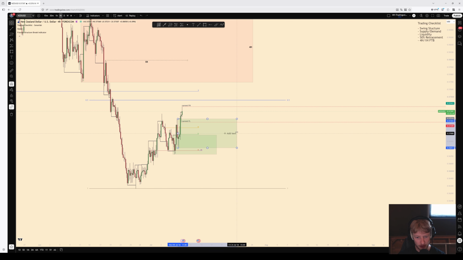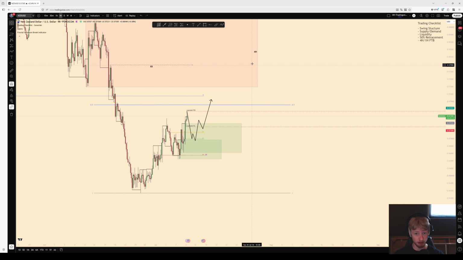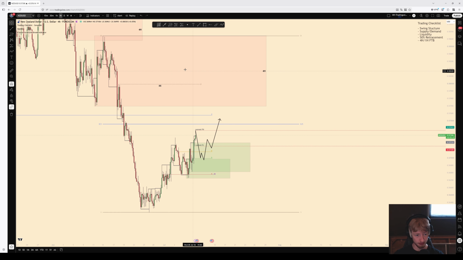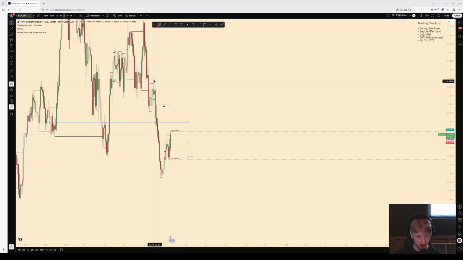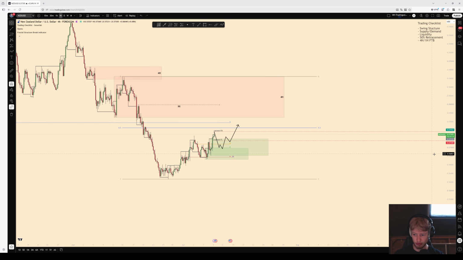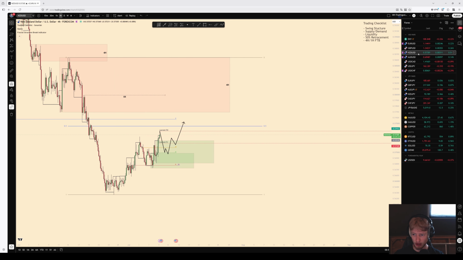From here on further, we want to see a push in towards their change of character, and then continuation in towards the upside towards liquidity that's still situated over here, also in this 4-hour supply zone, or more like a daily supply zone that's still open and situated over here. So let's see if we can maybe catch some trades on there as well.